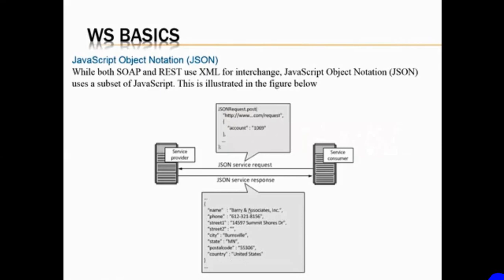Whereas in XML, every name is an XML tag, phone is an XML tag, and so on. But in JSON, data is transferred in the format of objects. Instead of XML tags, it goes as an object. That's why it is called object notation. We'll see both ways how data is transferred between the two systems.